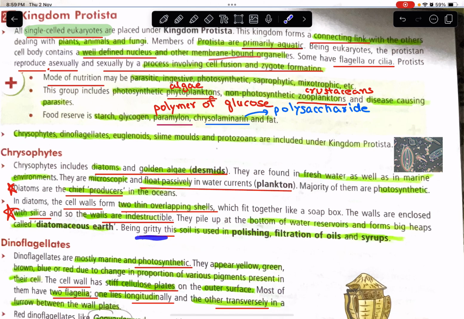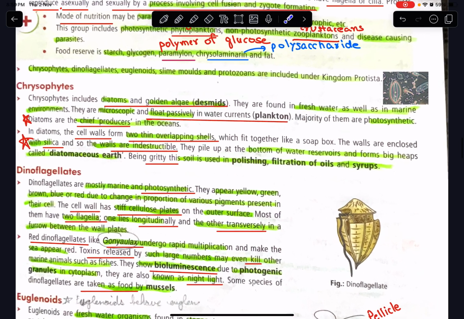Being gritty, gritty means sandy in texture. So diatomaceous earth is gritty in texture, and that's why it is used in polishing and filtration of oils and syrups. Next is dinoflagellates.